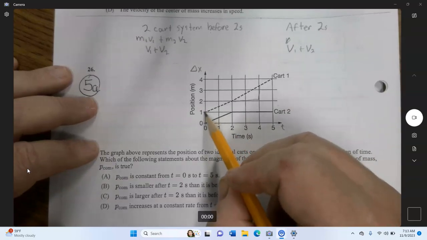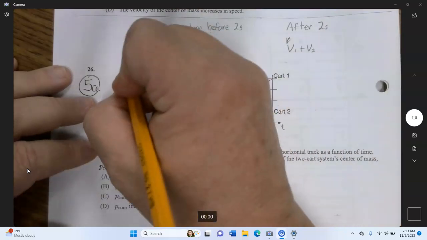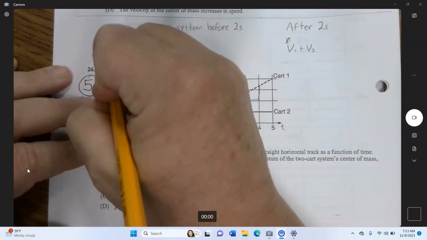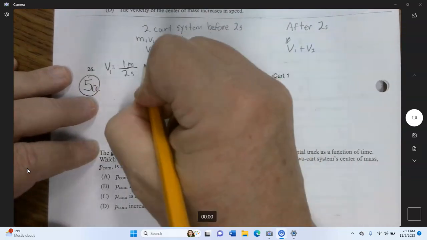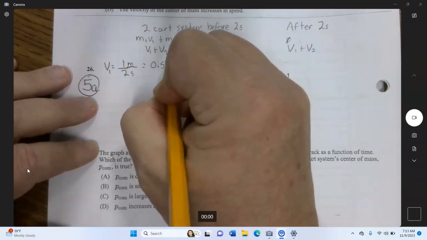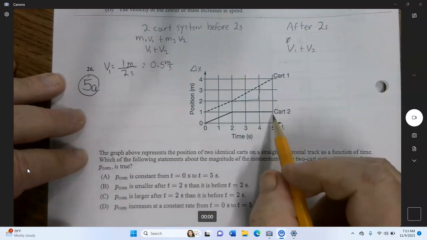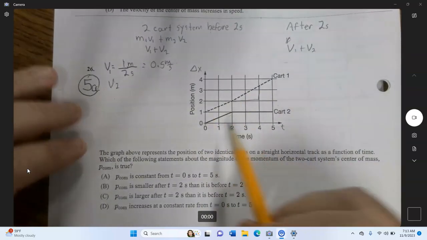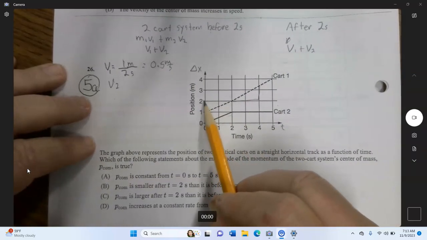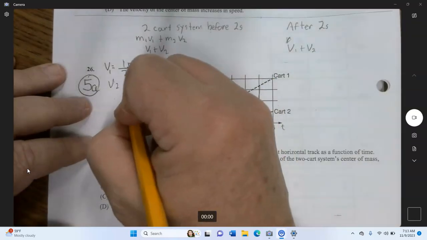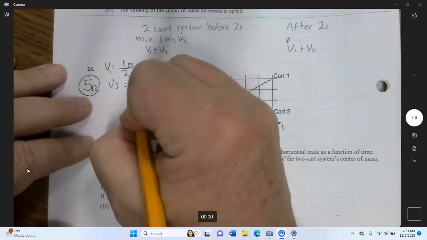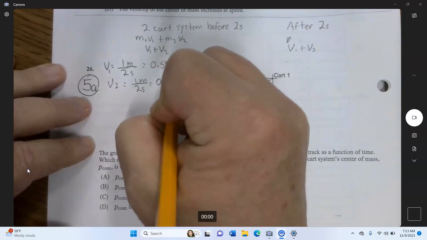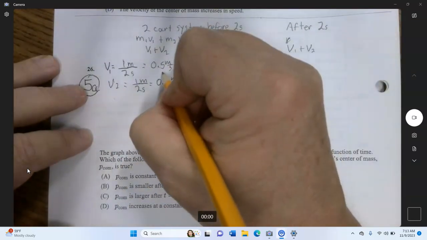Well, they move up 1 meter for every 2 seconds, okay? So that's 1 meter over 2 seconds, and that's the velocity of cart 1 equals 0.5 meters per second. And for cart 2, V2, well, this is cart 2, this is cart 1. It doesn't matter, they're the same. Cart 1 moves up 1 meter over 2 seconds, so it's 1 meter over 2 seconds, and that equals 0.5 meters per second.